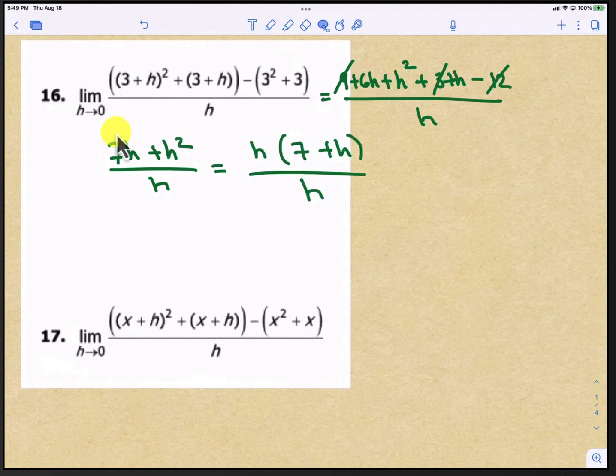In the next step, we can factor out an h from the numerator, leaving us with 7 plus h in parentheses. And now you can see that the h's will cancel out. So now we have the limit as h approaches 0 of 7 plus h. Using direct substitution and replacing the h with 0, you're going to get a final answer of 7.